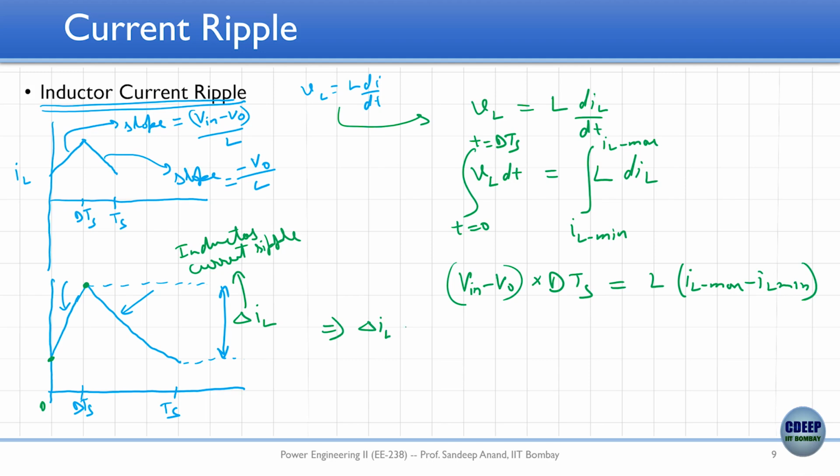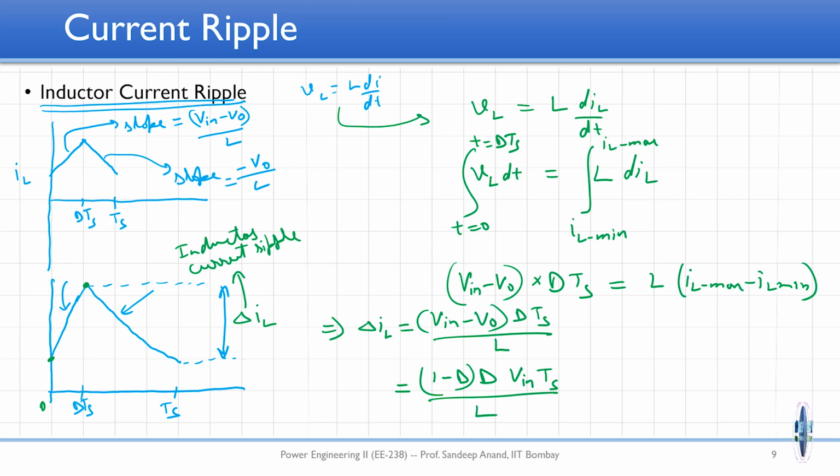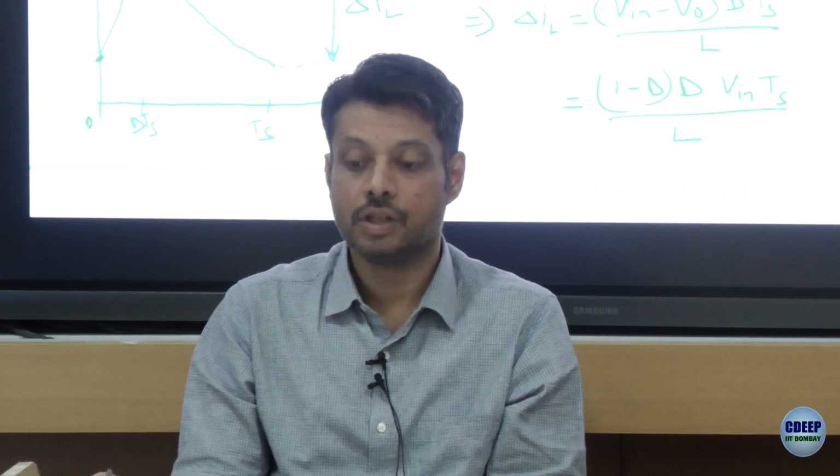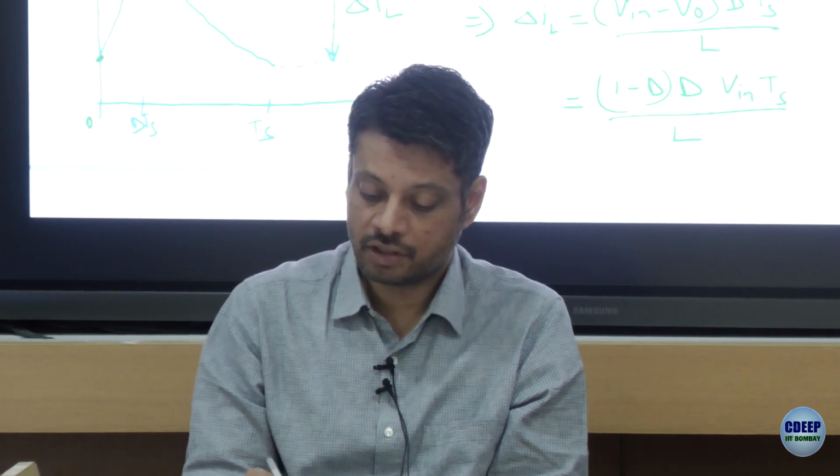delta IL is equal to Vin minus VO into dTs upon L, which I can rewrite as (1 minus d) times d into Vin into Ts upon L, because now I already know the relationship between Vin and VO. So, I have just substituted that relationship in that equation. Any question? Any doubt? Okay, so that is the expression for the ripple current.